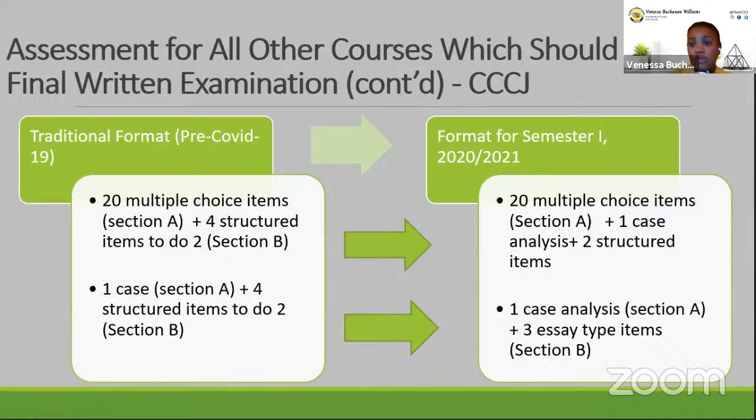For engineering courses, you would normally have six questions, structured responses, from which you would select four. That is still the case. You'll be able to have a choice for that paper.